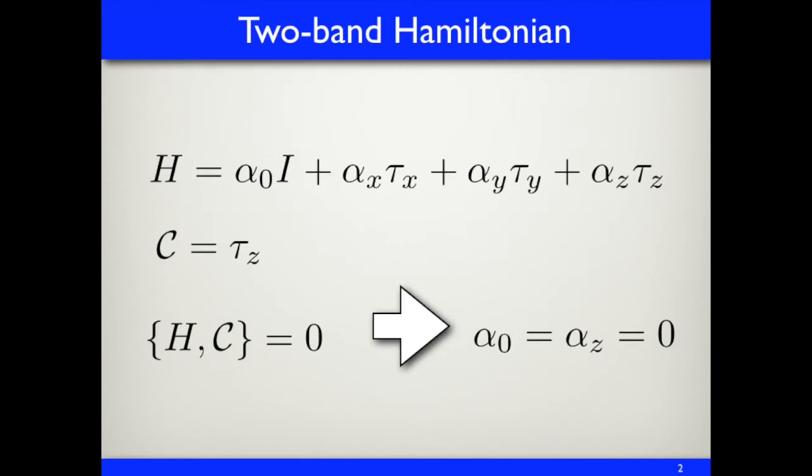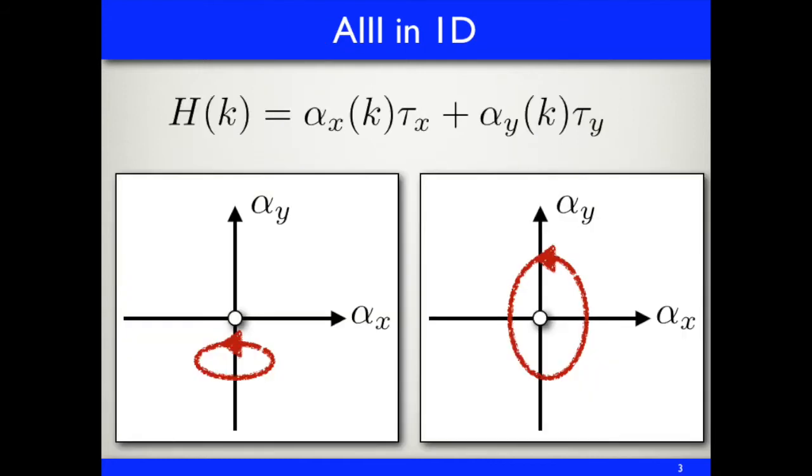The prefactors alpha x and alpha y we can draw in a two-dimensional plane. Deforming the Hamiltonian corresponds to changing the prefactors. We look at the evolution of the prefactors as a function of the single momentum variable which is present in 1D. This traces out the red curve in the two-dimensional plane, which is closed, as the momentum is periodic in the Brillouin zone. Because we only allow for gapped Hamiltonians, we are not allowed to traverse the origin of the plane.